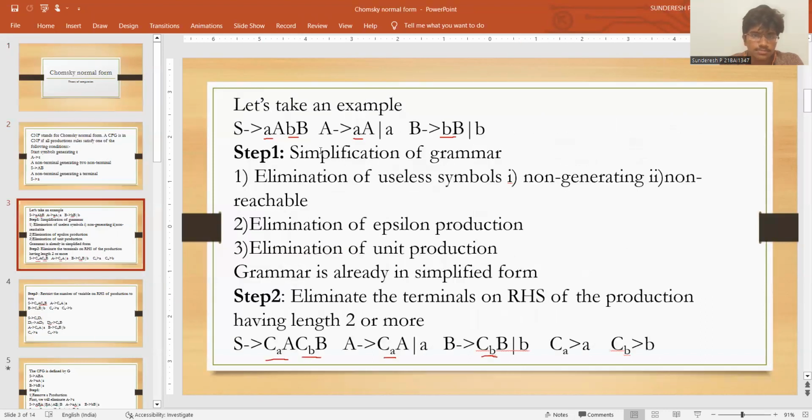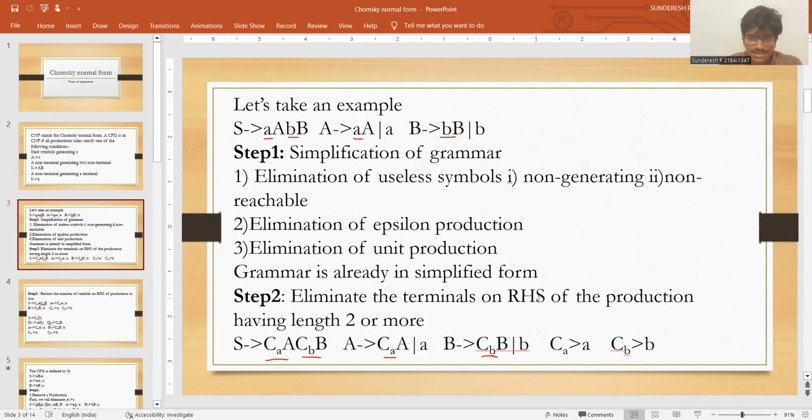Now let's take an example. The first step will be the simplification of the grammar. We have three steps in it. Elimination of the useless symbols. Under it, we have two types, the non-generating symbols and the non-reachable symbols. Second one is the elimination of epsilon production. Finally, we have the elimination of unit production. If all these elimination processes are done properly, we will get a simplified grammar, and we will discuss this in the further examples. Now we will move to step 2.